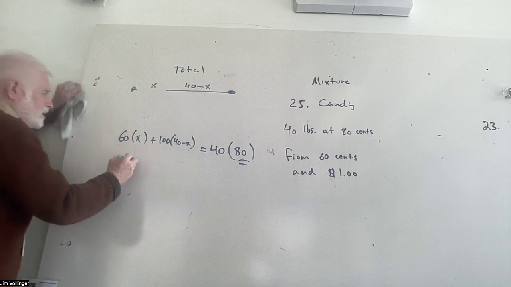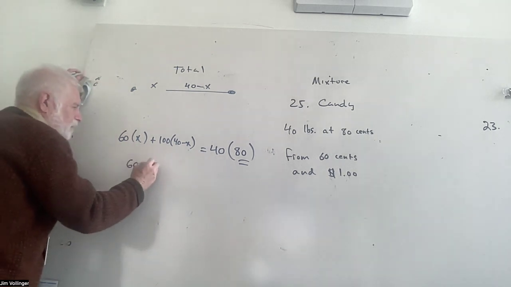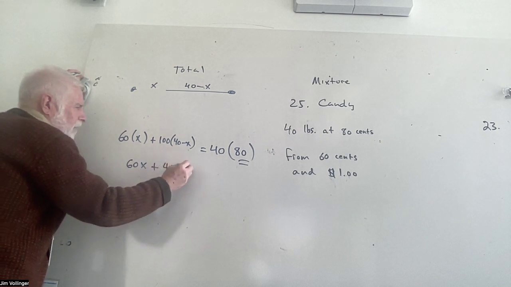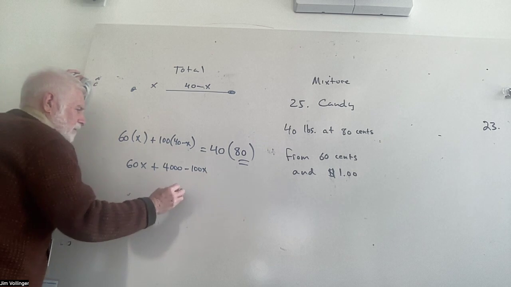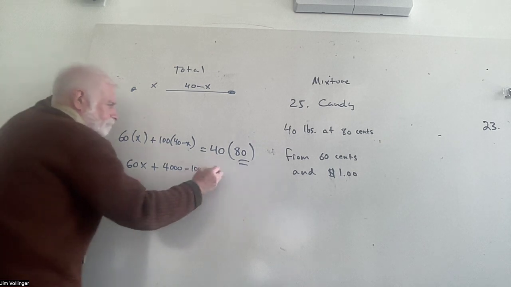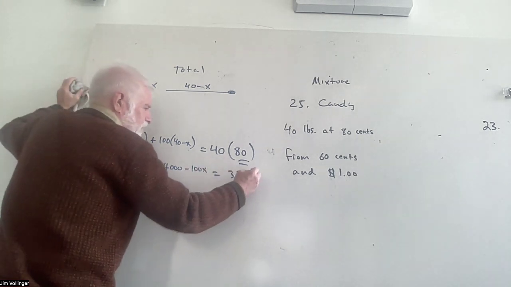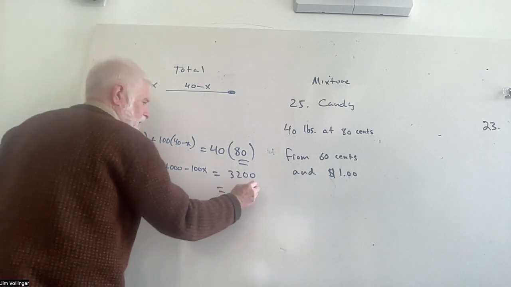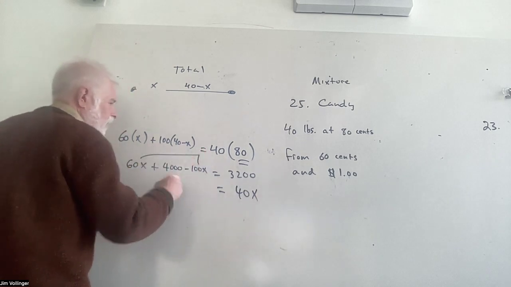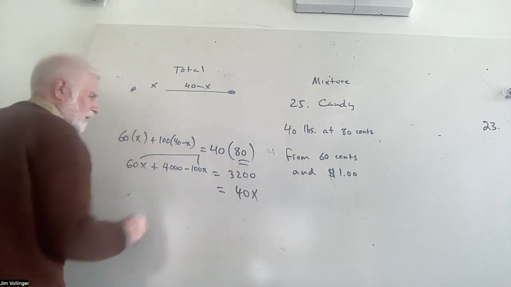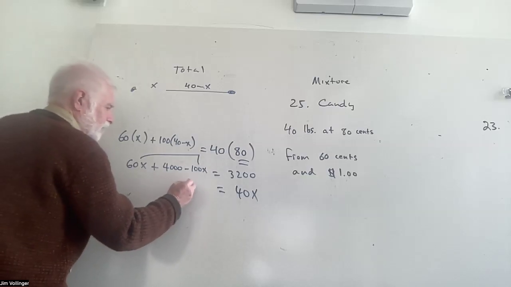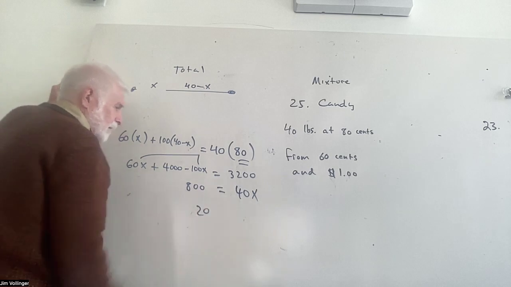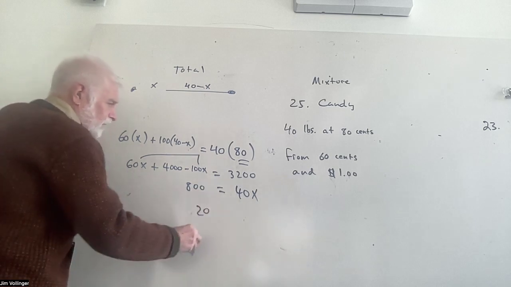So that's 60x plus 4 with 3 zeros minus 100x. So that's going to be equal to 32 with a couple of zeros. Let's throw our x's, minus 40x, to the other side. Let's make it positive 40x, putting these together, moving it over there. Let's take that away, which is 800. Sure looks like I've got 20 pounds. Yep, 40 into 800, 20 pounds.